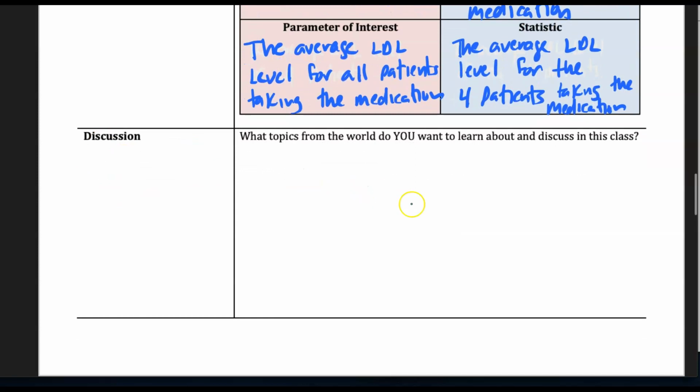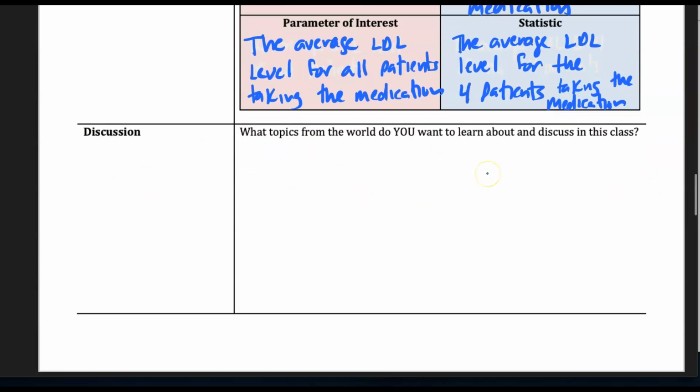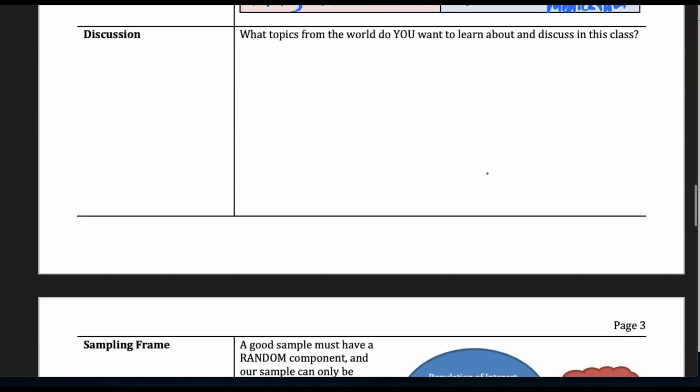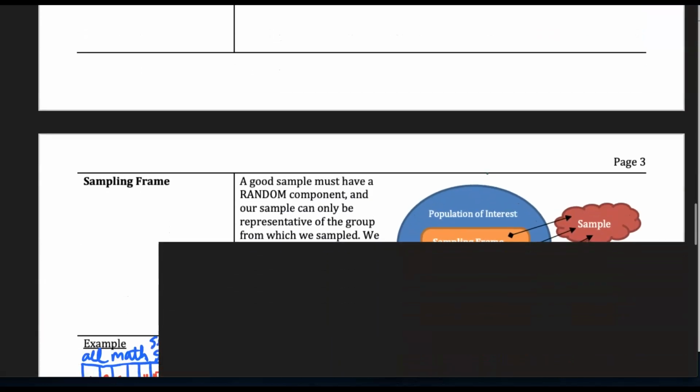If we were in class, we could have this discussion, but I really do want you thinking about what topics from the world we want to discuss in this class. You may get a chance to do some data collection on that.